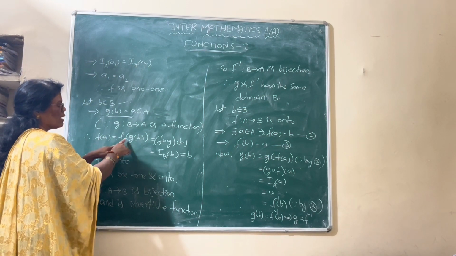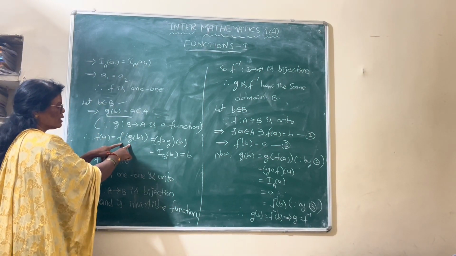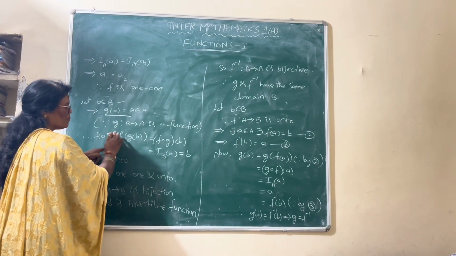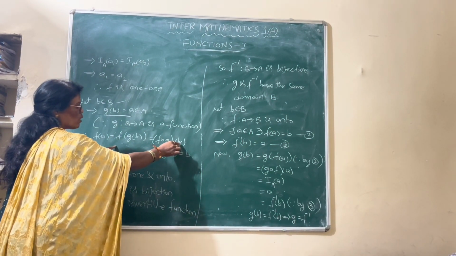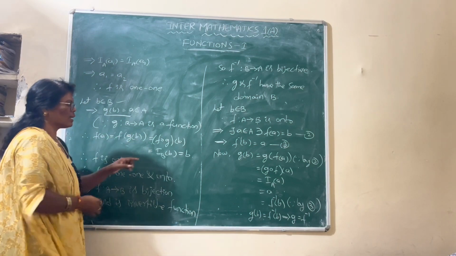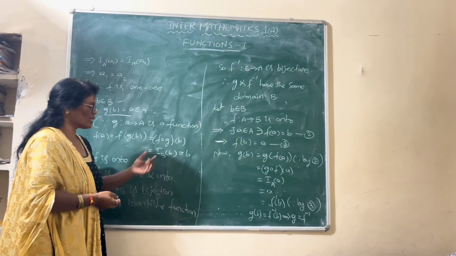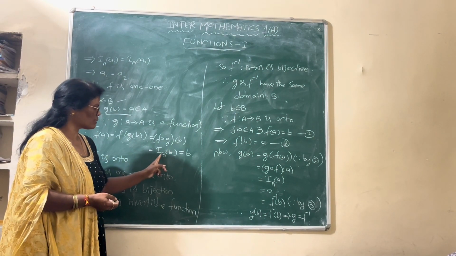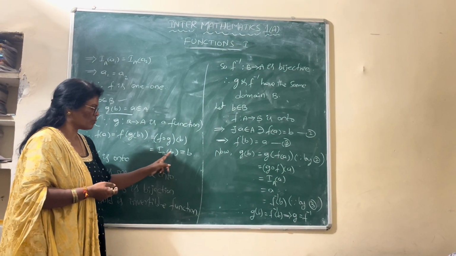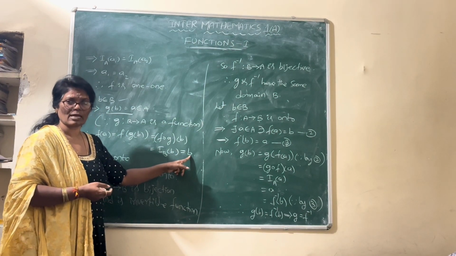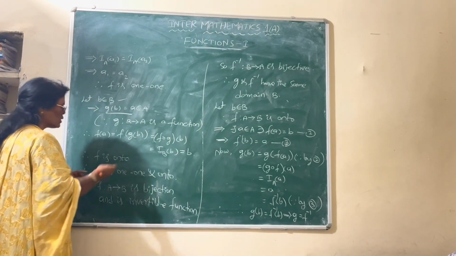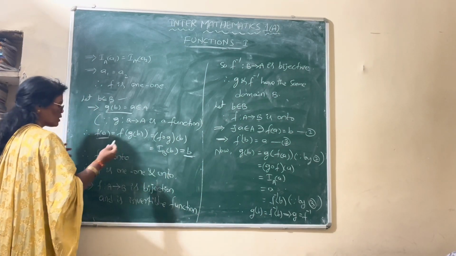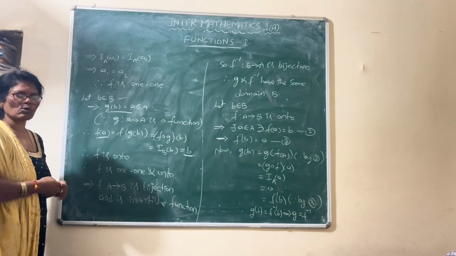Again, by the composition of functions, f of g of b can be written as f composite g of b, and f composite g of b can be written as the identity function ib of b. By the definition of identity, ib of b is simply b. So f of a is equal to b. Therefore we can say f is also onto.